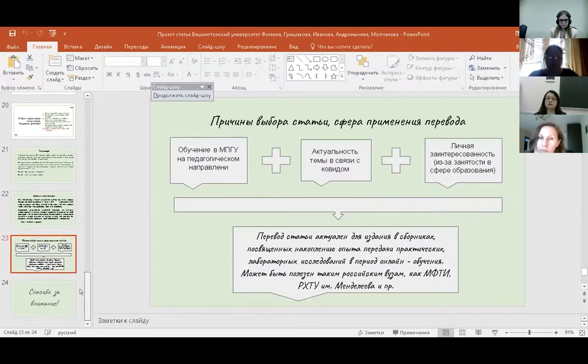This is how it looks, fellow colleagues. And here they show how their translation can be used, and then I asked them to connect this with universities and publish the translation of this article they've made.